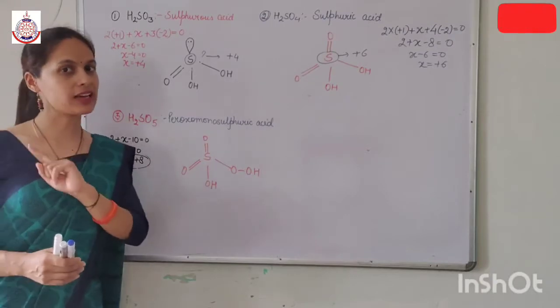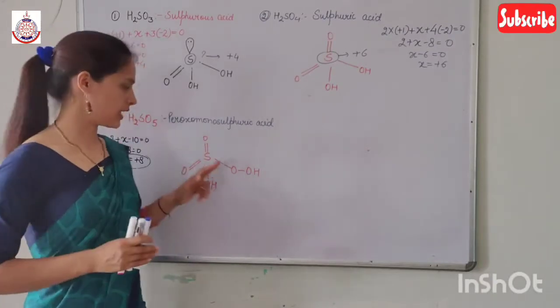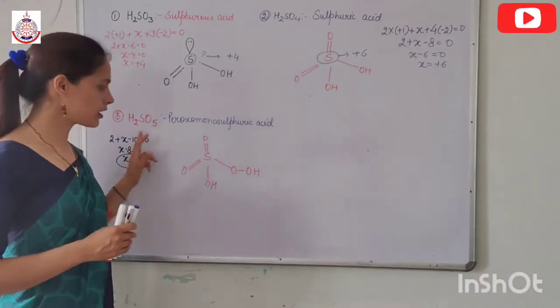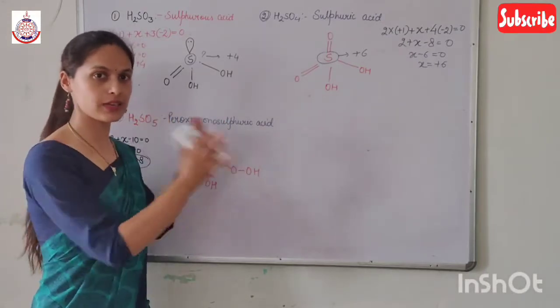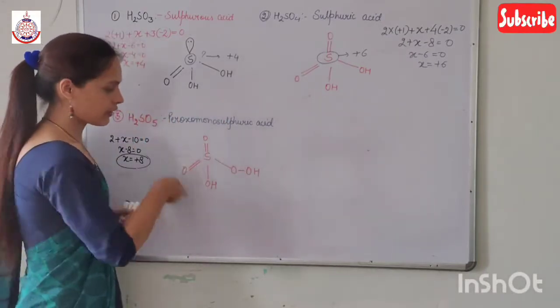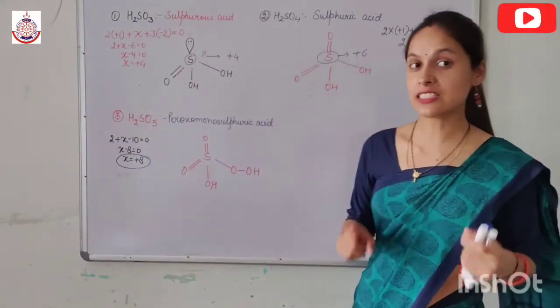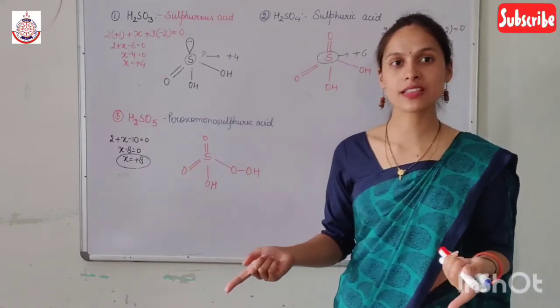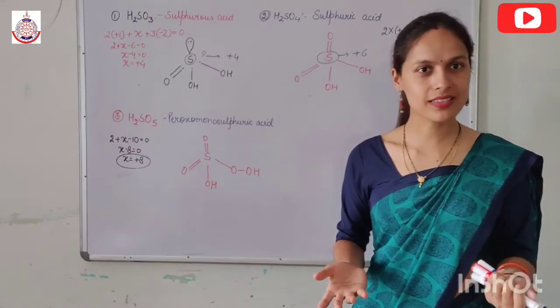Now, if I calculate the oxidation state of the sulfur, either by this method or by simply looking at the structure, the trick we are using. Here, sulfur is surrounded by 6 bonds. It means sulfur has shared its 6 electrons with oxygen. Therefore, its oxidation state becomes plus 6.